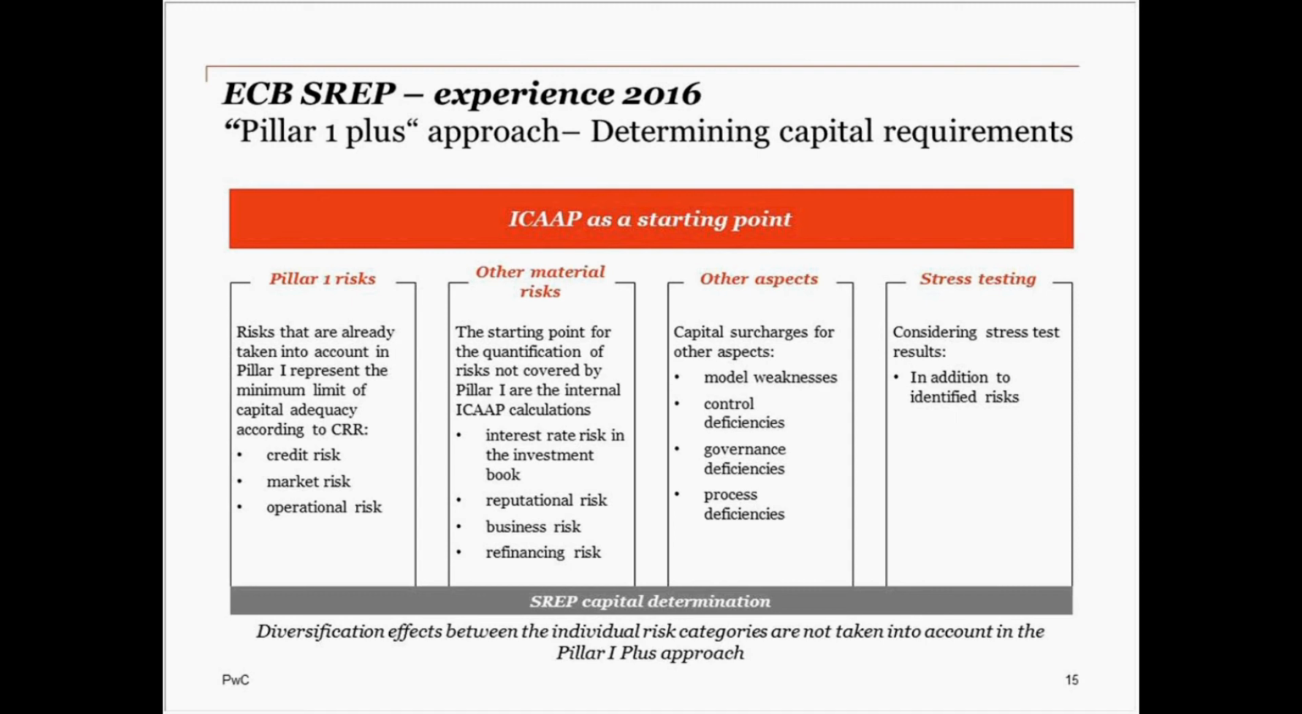Generally you can say P2R is more something for the baseline, and the P2G is more related to the stress testing. Also quite important, the ECB is not taking into account any diversification effects between the individual risk categories. This is different from what we see in most of the ICAAPs that banks already have operating and established, where quite often diversification between risks is taken into account, and these diversification effects would lead to lower capital requirements. The ECB is always looking at the aggregated amount of the risks.